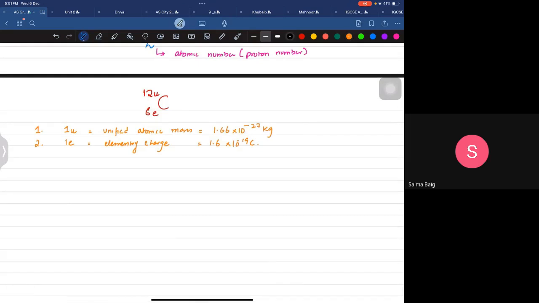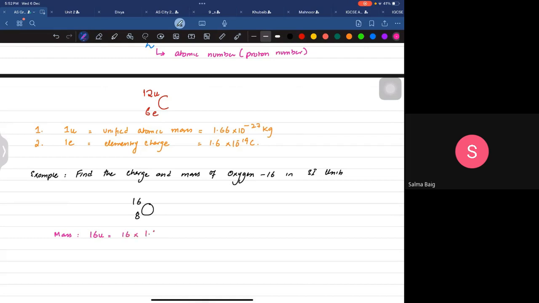In an example like this, suppose it says find the charge and mass of oxygen 16 in SI units. So you have oxygen 16, 8, and we want to find the mass and charge. First of all, 16 means that the mass of this is going to be 16U. So I'm going to multiply 16 with the atomic mass unit, which is 1.66 times 10 raised to minus 27. This gives me about 2.66 times 10 raised to minus 26 kilograms. So this is the mass in kg.